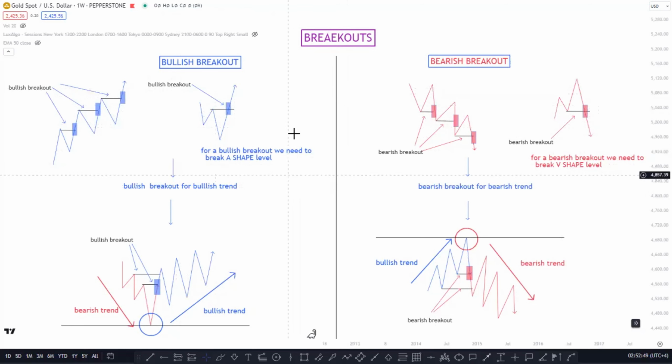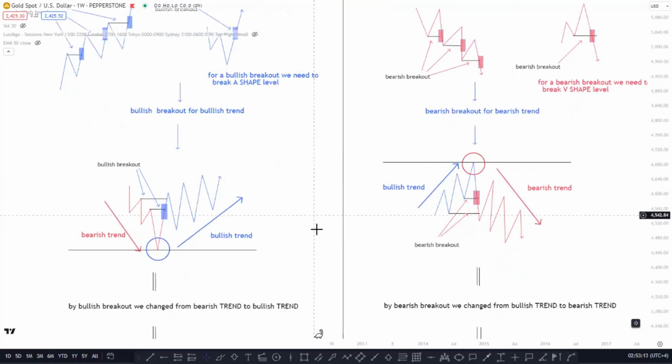So how does the market create a trend? If the price keeps breaking up, it creates a bullish trend. And if the market keeps breaking down, it creates a bearish trend. Okay? Bullish breakout for bullish trend. Bearish breakout for bearish trend.